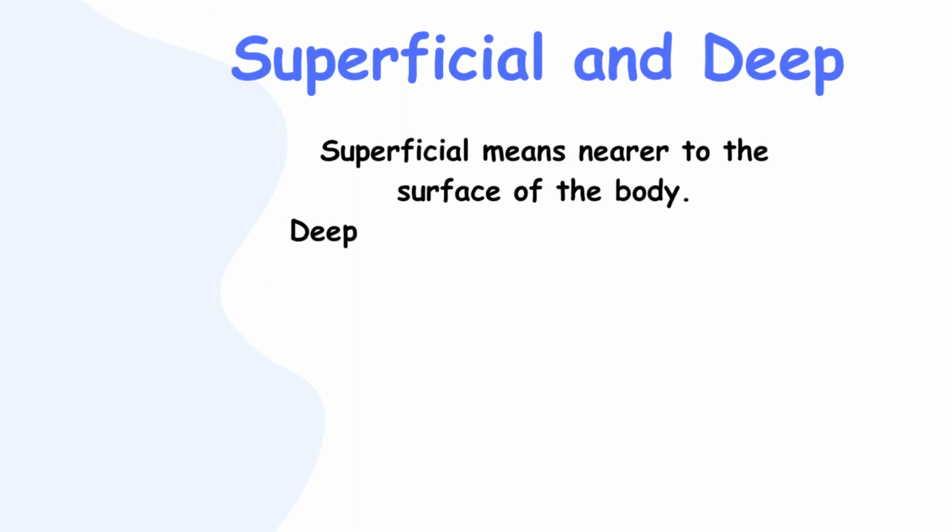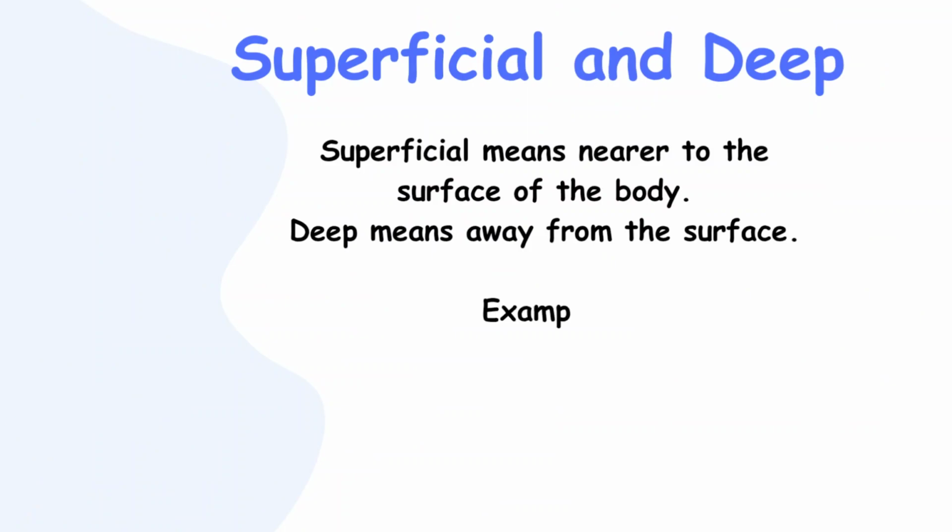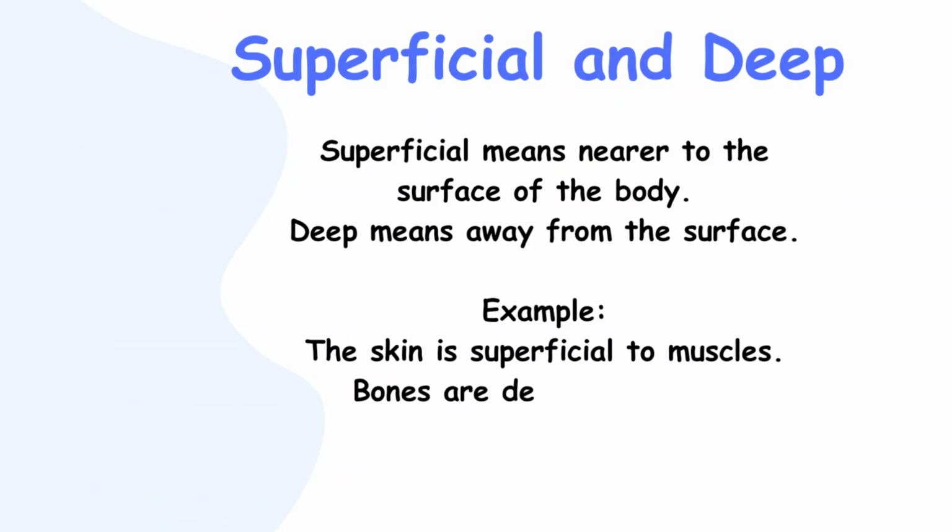Superficial and deep. Superficial means nearer to the surface of the body. Deep means away from the surface. For example, the skin is superficial to muscles. Bones are deep to muscles.